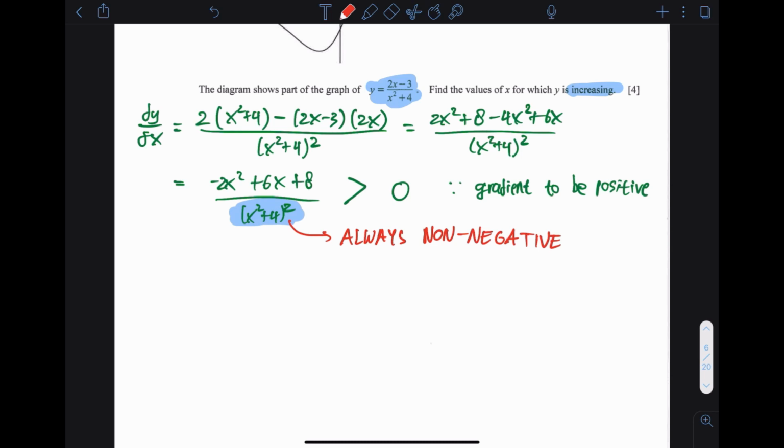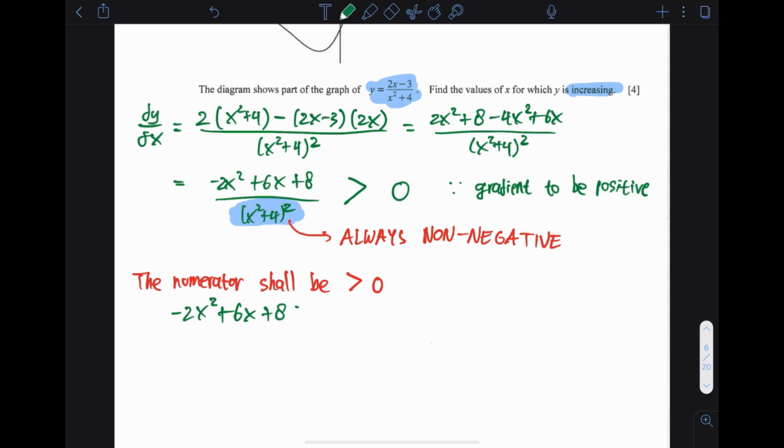Now in that case, we therefore tell them that the numerator shall be greater than 0. Because the condition is that they want it to be a positive number. The numerator must be positive and the denominator must be positive. So we are just simplifying the inequality. Instead, we have to solve this inequality.